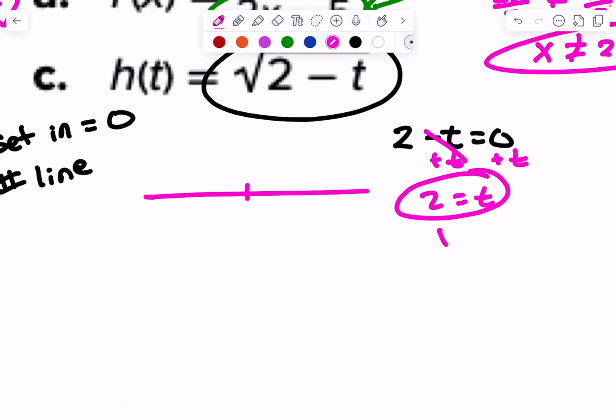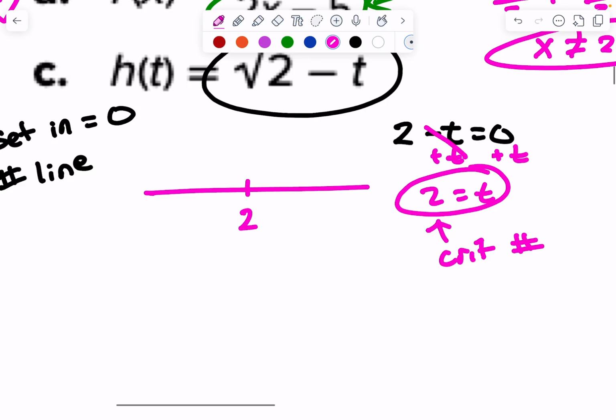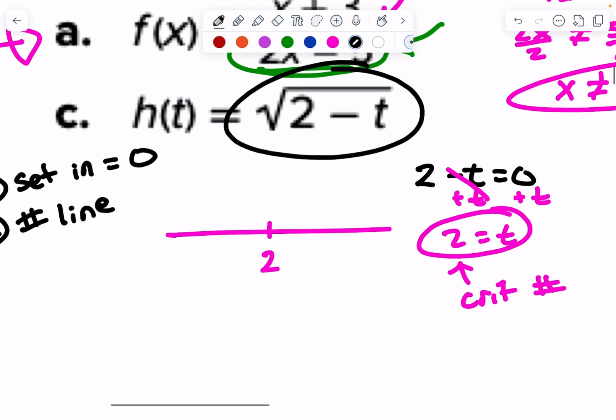That's called a critical number, if you want to write that down. In calculus, we will end up doing critical numbers like this chapter. We'll talk about critical numbers, okay? So 2 is my critical number, and I'm going to plug 2 in there, right? Okay, so I have to do some checks here.